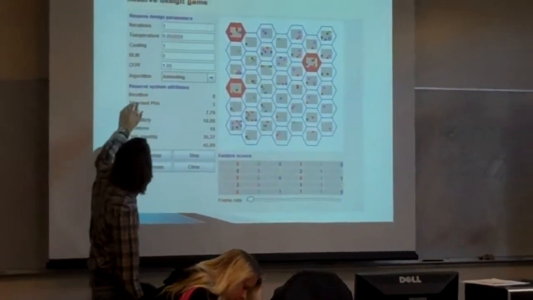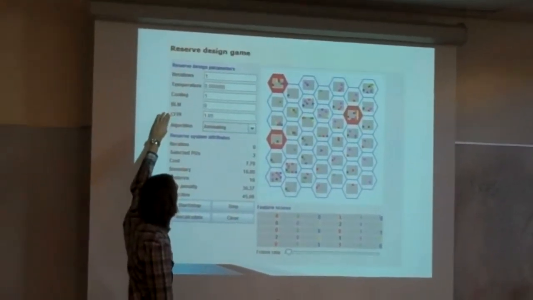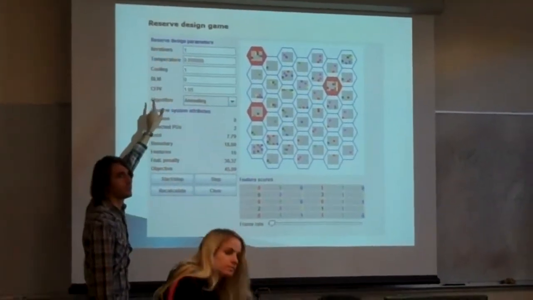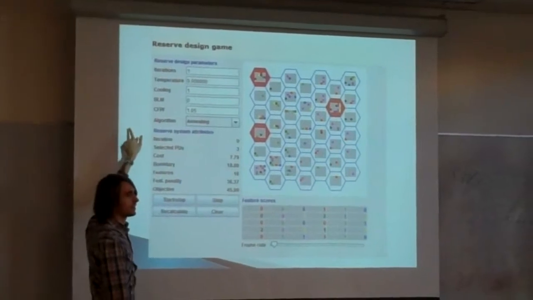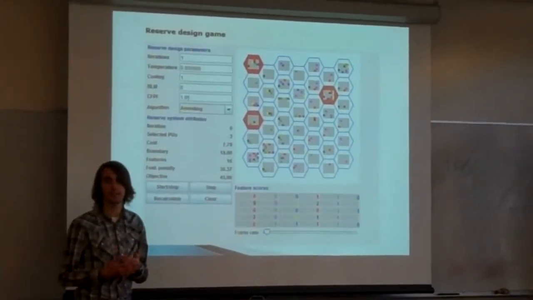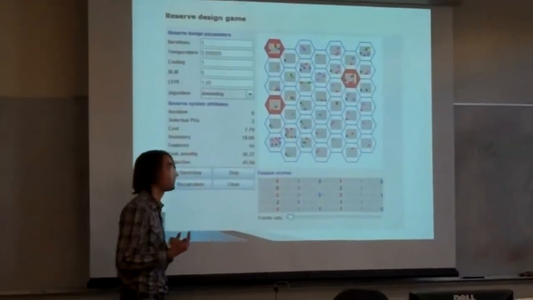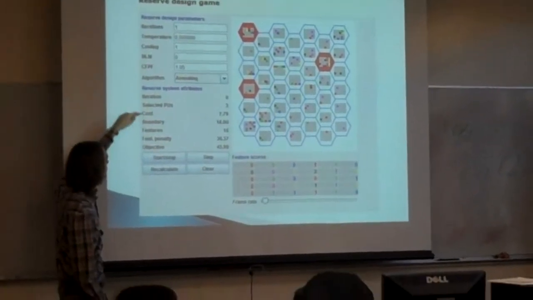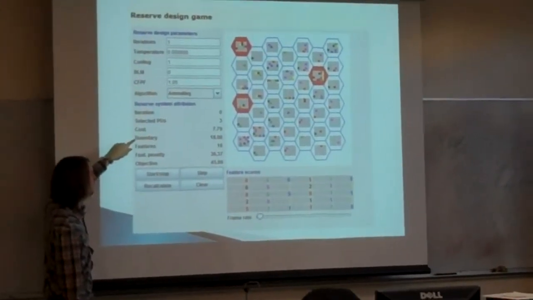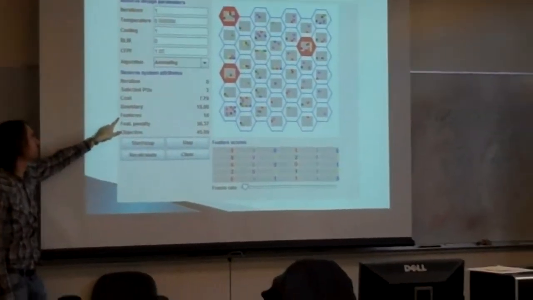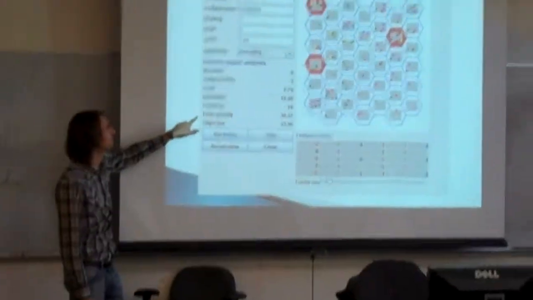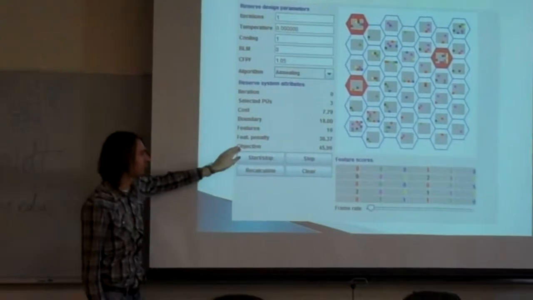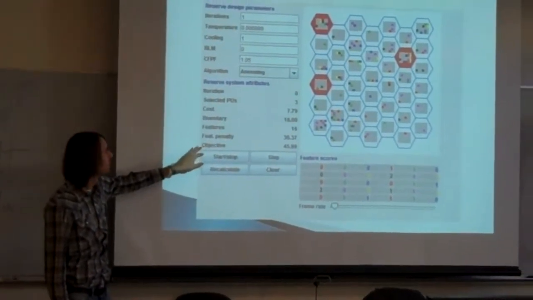So this lists that. Up here you can see your boundary length modifier and your CFPF inputs that are user-defined. Temperature and cooling, you'll go over in the reading. They're about this simulated annealing algorithm, and they basically describe how willing it is to experiment with choices that seem bad in the short term. And then down here you have some of the reserve system attributes: the total cost, the total boundary length, the number of features you protected, and your feature penalty for not protecting features, which is basically the number of unprotected features times the CFPF. And then your objective function overall, which again you want to minimize.